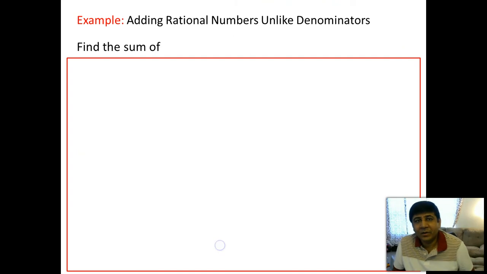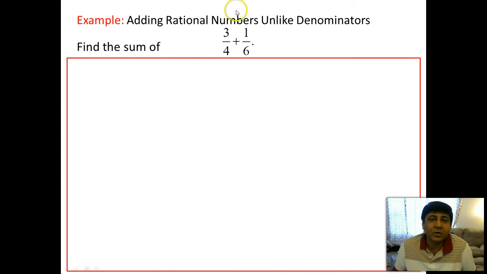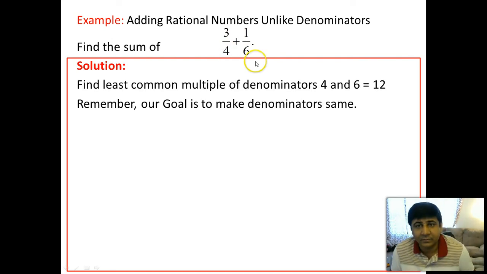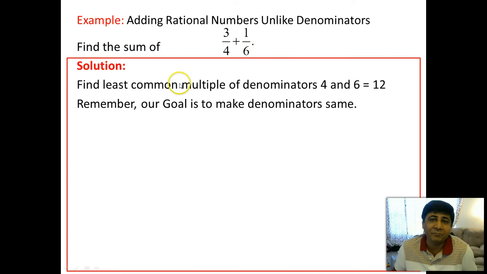Now let's look at an example of how to add rational numbers with unlike denominators. Suppose that you want to add or combine 3 over 4 plus 1 over 6. The denominators are not the same. What you will do is look for the least common multiple, LCM, or least common denominator, LCD, we call it. The least common multiple of the denominators 4 and 6 is 12. You can do the prime factorization, and you learned how to do it.